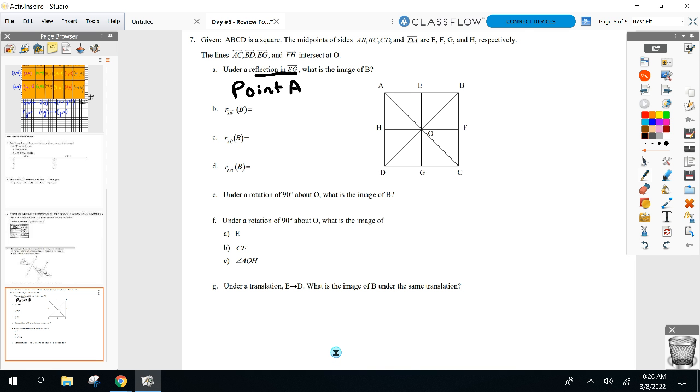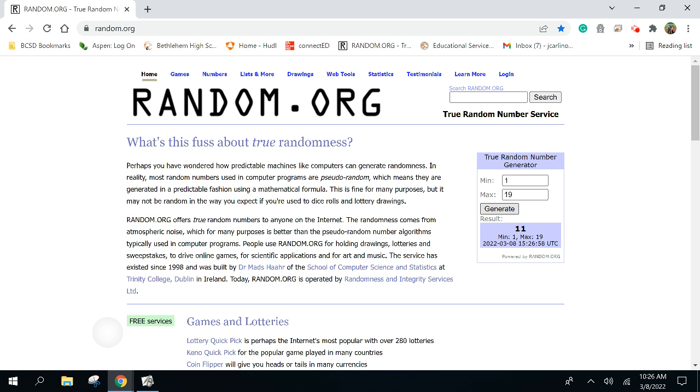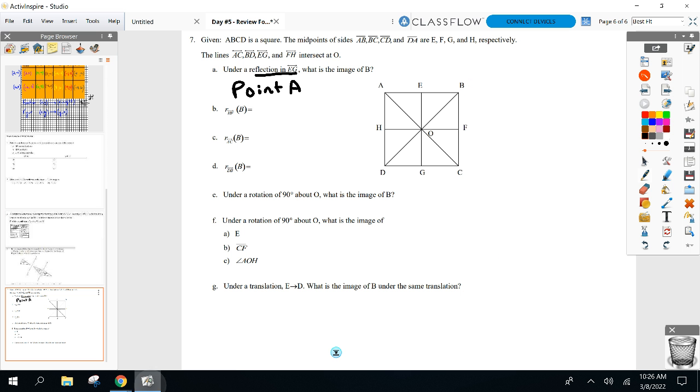Everyone see my symbol, lowercase r? Now what line are we reflecting over now? Not EG, but everyone look at HF now. Look at HF. And if I take point B, what's in the parentheses, and flip it over HF, where's it going to go? B over HF, 15? Nope. If I take point B, flip it over HF, where's it going? Point C. Yep, point C.